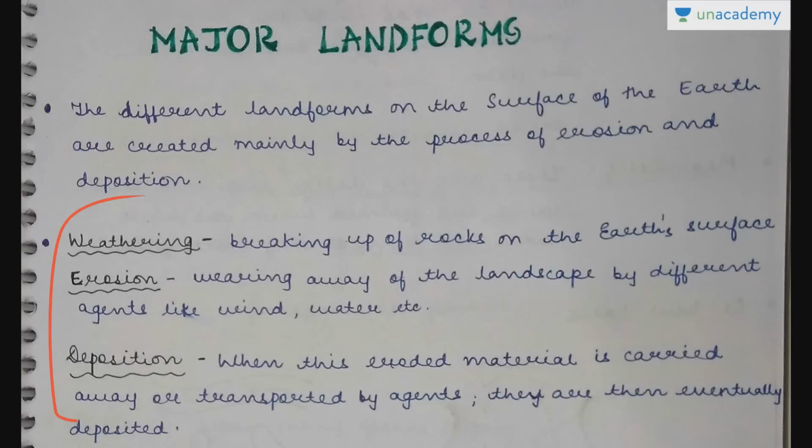Now, weathering is the breaking up of rocks on the Earth's surface. When the rocks are broken into smaller fragments, that process is known as weathering. Now, erosion is the wearing away of the landscape by different agents like wind, water, etc. So when natural agents like wind and water wear away the landscape, they erode the substance from there, and then they transport it and deposit it in another place.